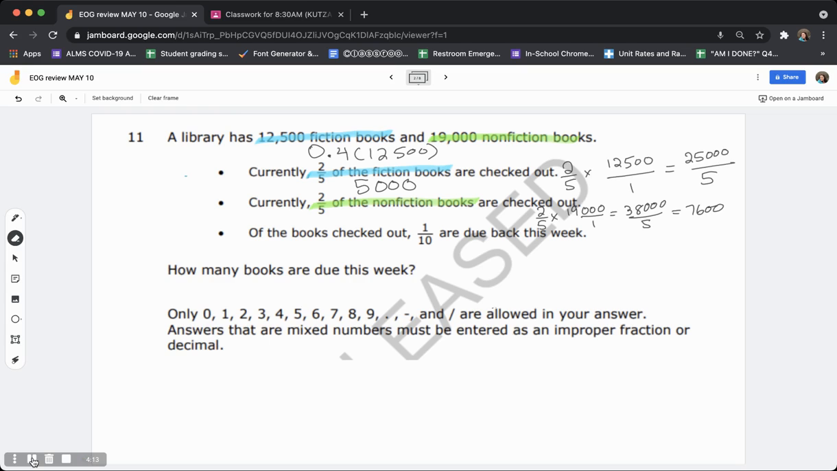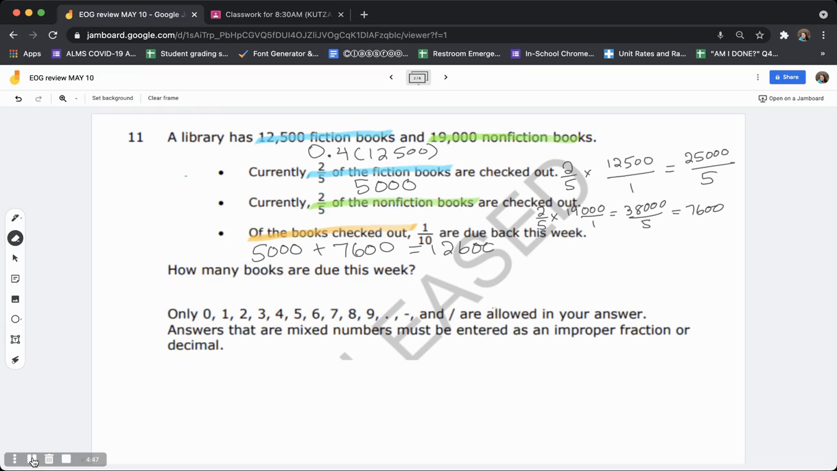Now it says, of the books checked out, 1/10 are due back this week. So we need to figure out how many total books are checked out. So if 5,000 fiction books are checked out and 7,600 nonfiction books are checked out, that means that there are 12,600 books checked out. Got an extra 0 there, sorry. 12,600. Now I'm going to take the 12,600 and I want 1/10 of that.